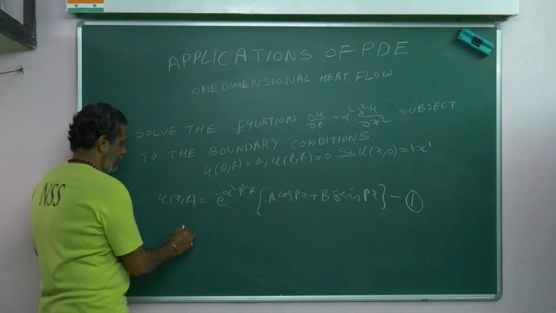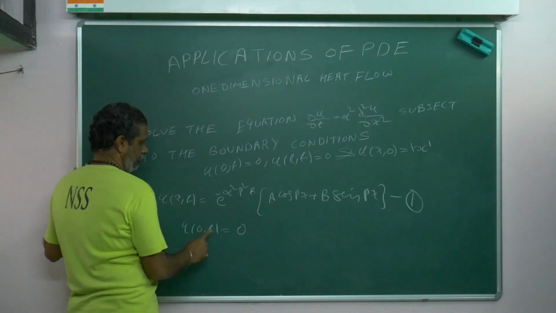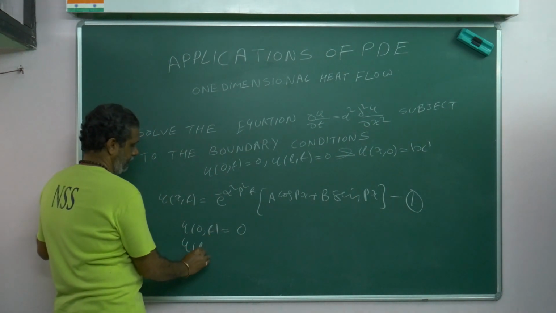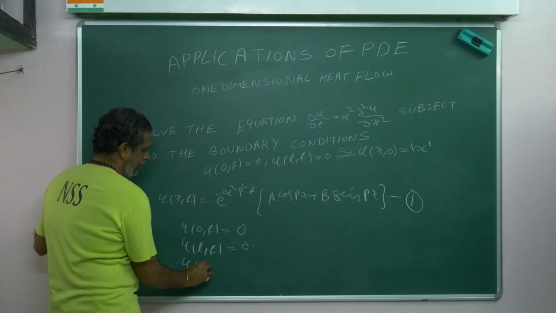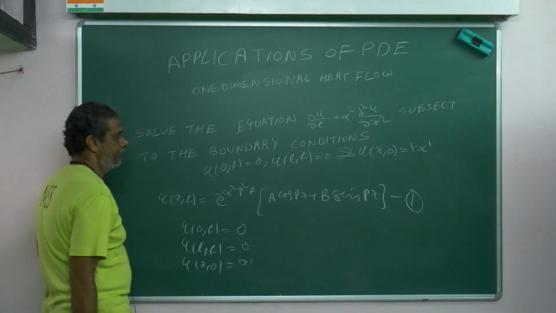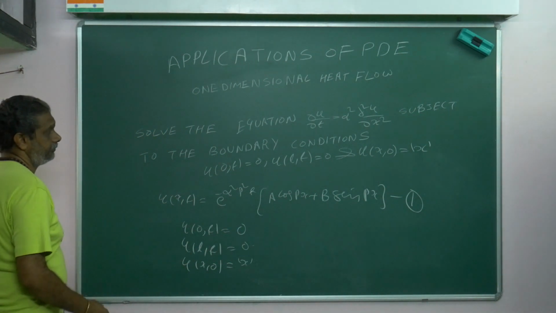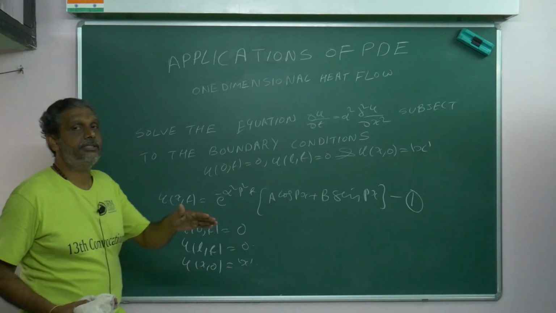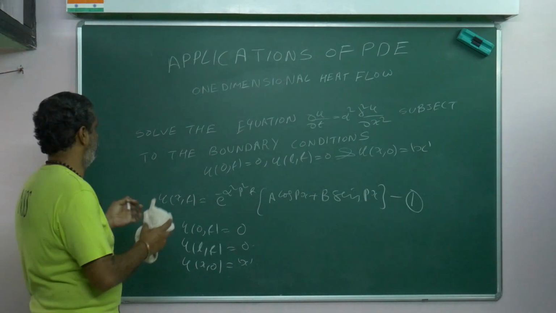Now the conditions are: u(0,t) = 0, at x = 0 there is no temperature; u(L,t) = 0; and initially it has a temperature u(x,0) = x. Now apply the conditions one by one. If you want the problem, you can pause and read it.